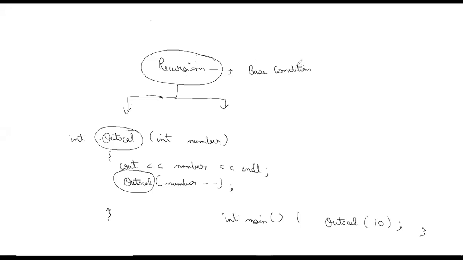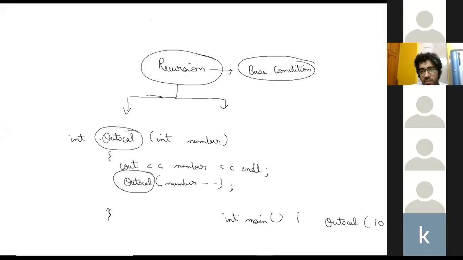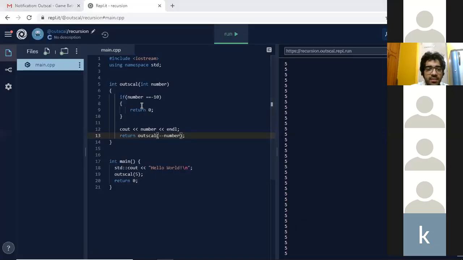If you do not have this base condition, then your recursion will run forever. We have seen this or not? Yes. What is base condition? Let's go over it again. See, this is a base condition, right?